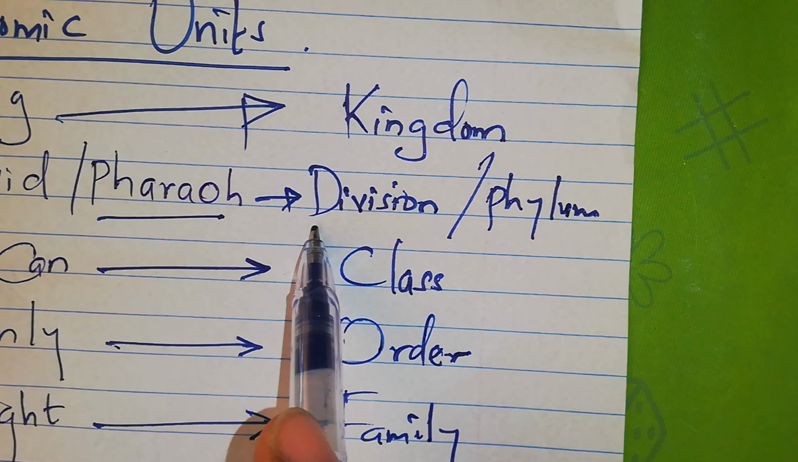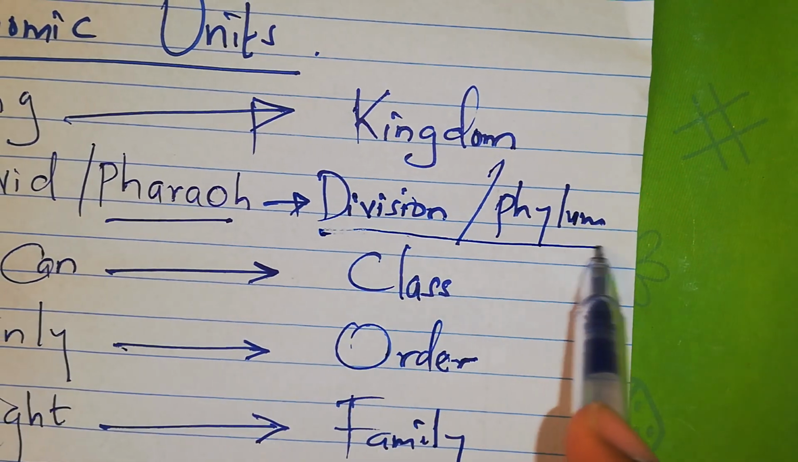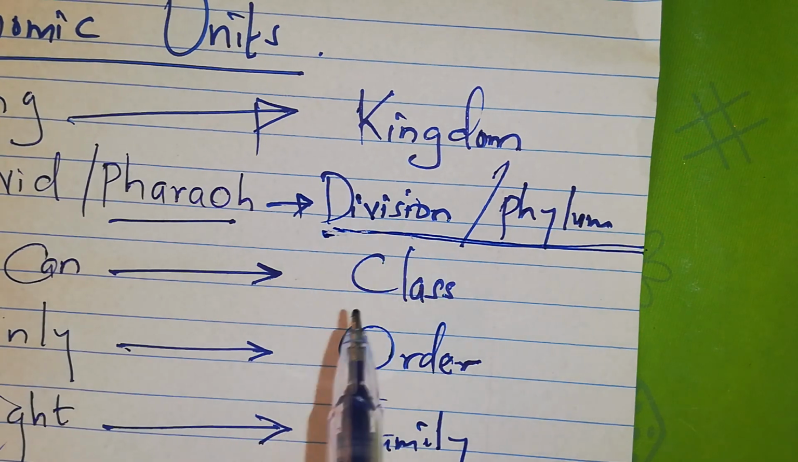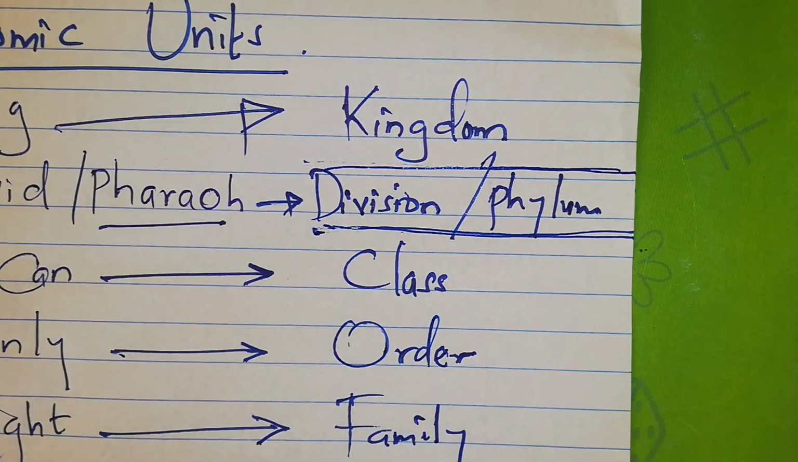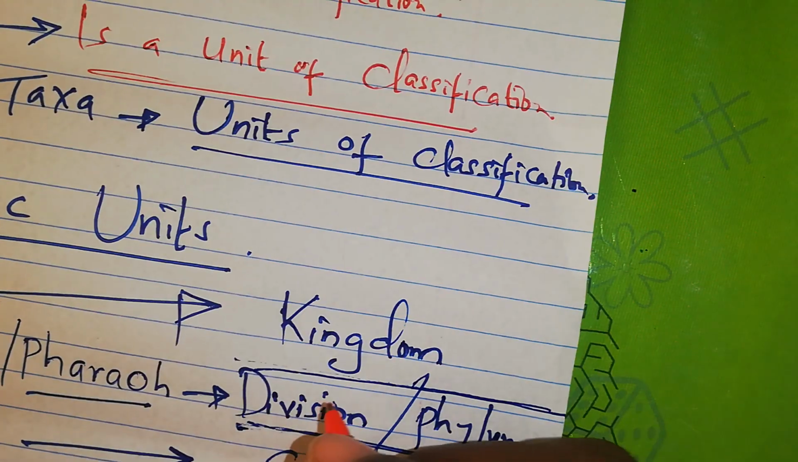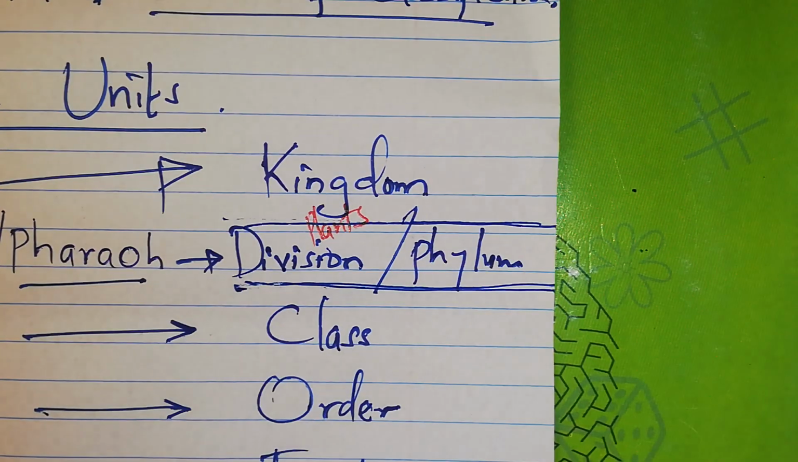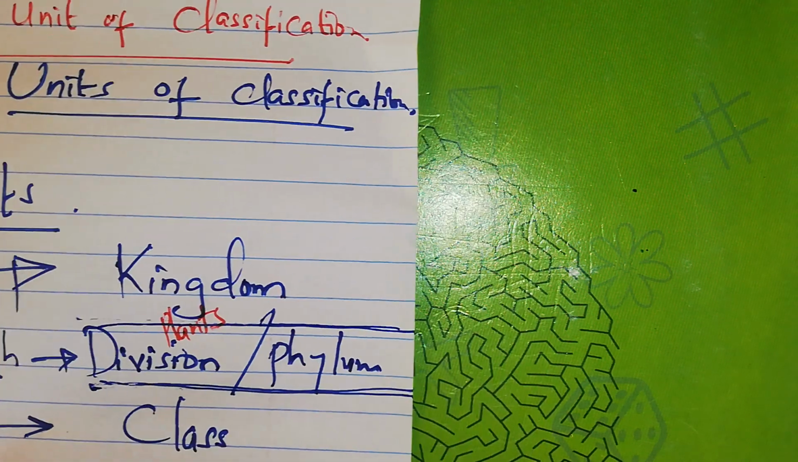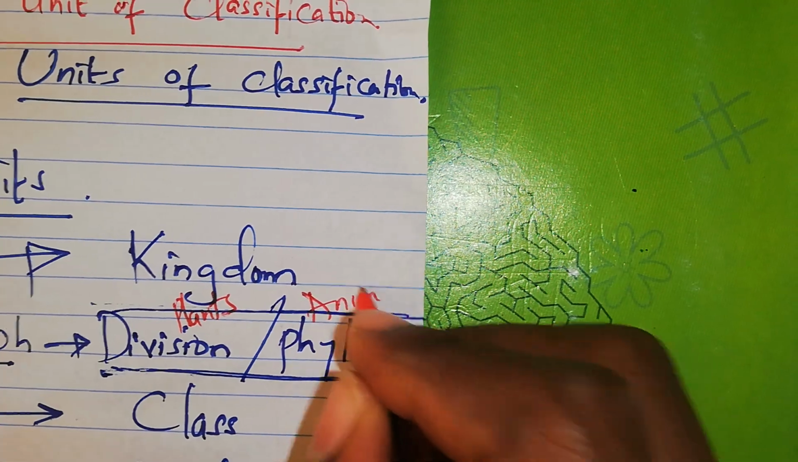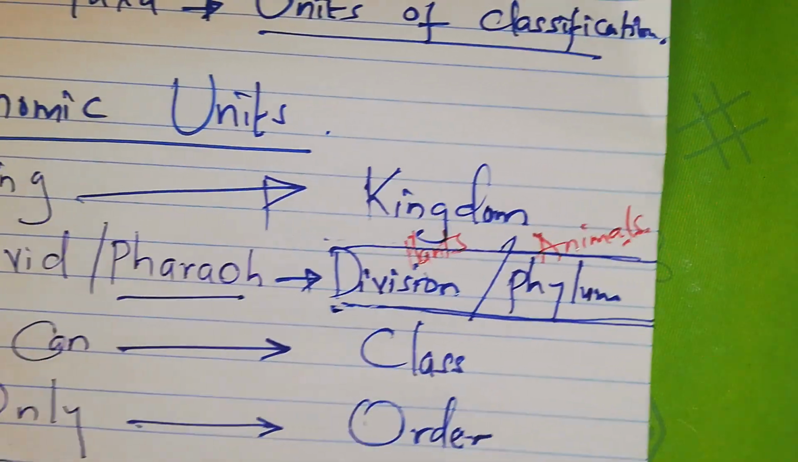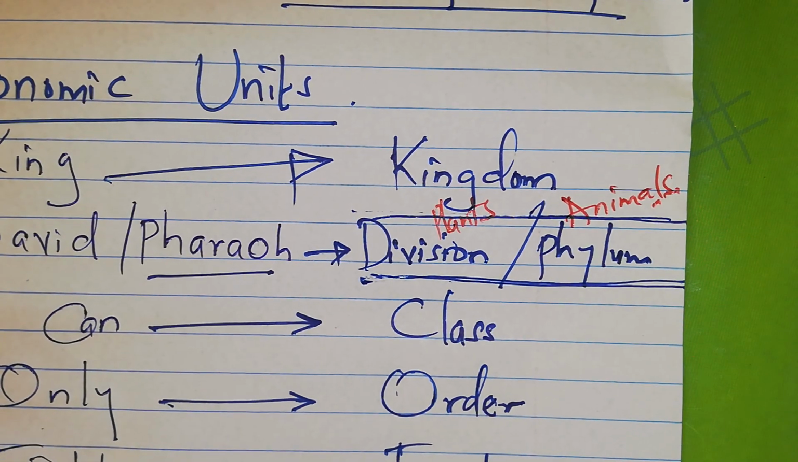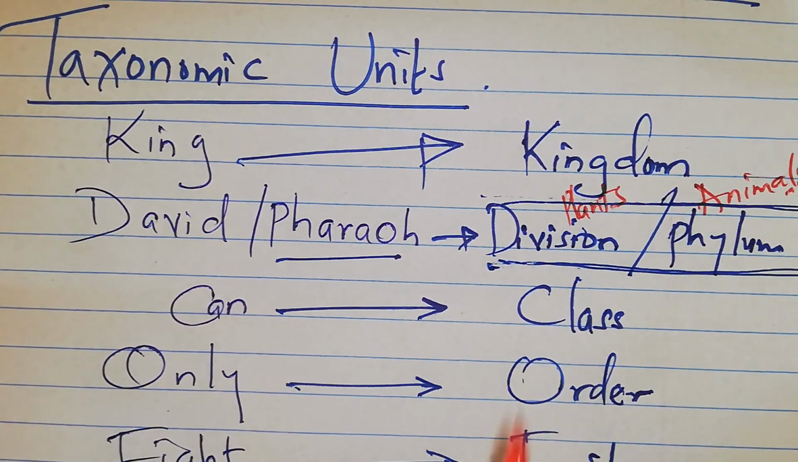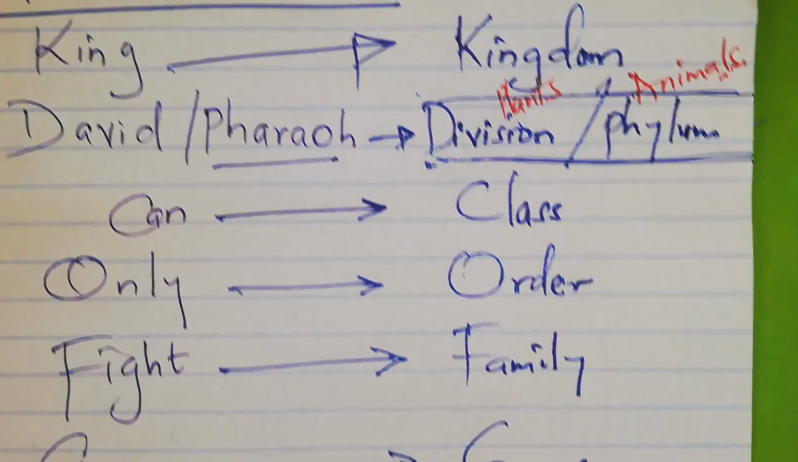At this point, remember we have two, division and phylum. Division is for plants. The second taxonomic unit of plants is division. So division is for plants. Immediately after kingdom, we go to division when you are classifying plants. And then phylum is for animals. So when you are classifying animals, the second unit or taxon is phylum. So division is for plants, animals we say phylum.